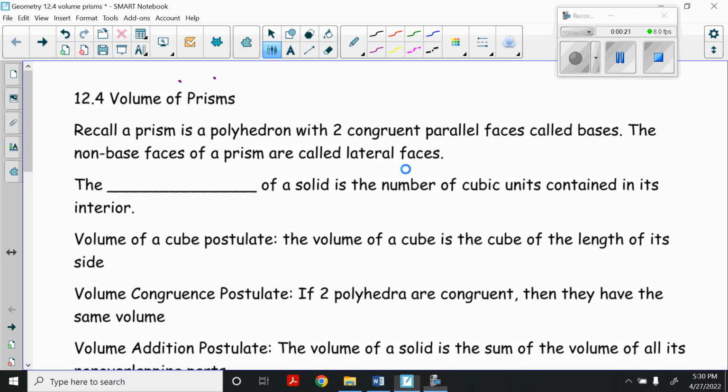The volume of a solid is the number of cubic units contained in its interior. So remember, with area, our units are squared. With volume, our units are cubed. Volume of a cube postulate: the volume of a cube is the cube of the length of its side. So the formula for volume of a cube is volume equals the side cubed.